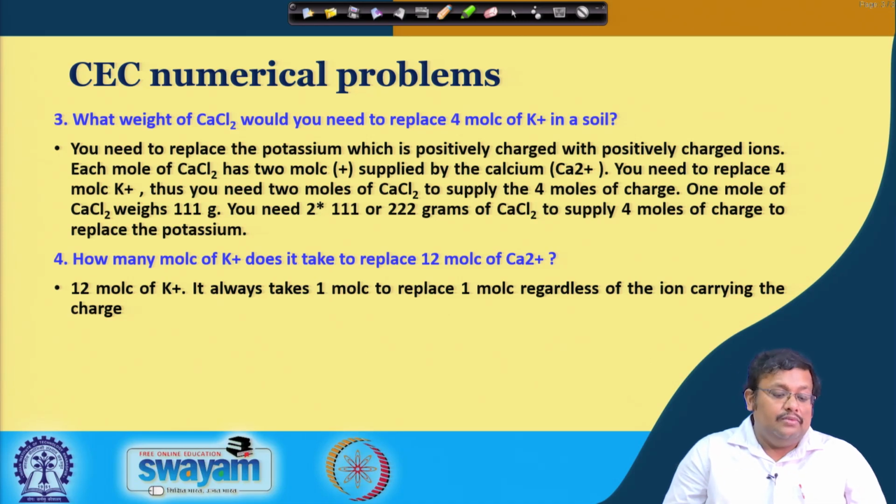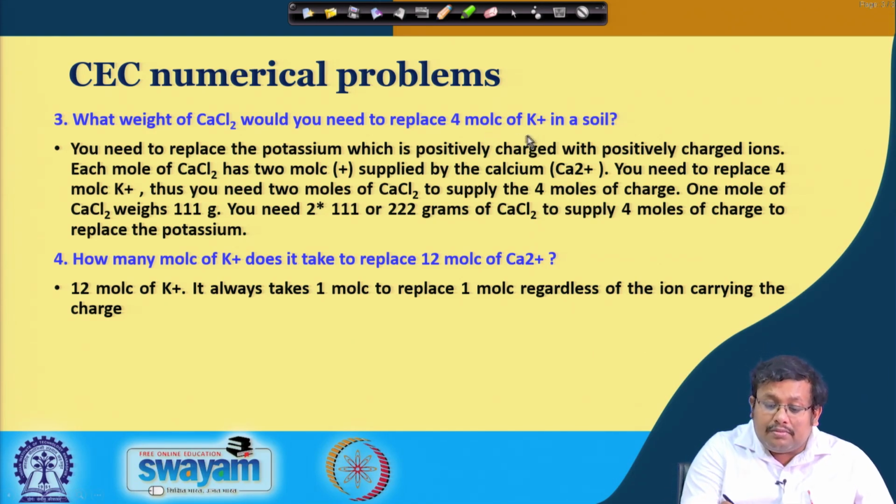In the third example we talked about the weight of calcium chloride you would require to replace 4 molar charge of potassium in the soil. So, you need to remove 4 molar charge of potassium, and you need to apply 4 molar charge of calcium.